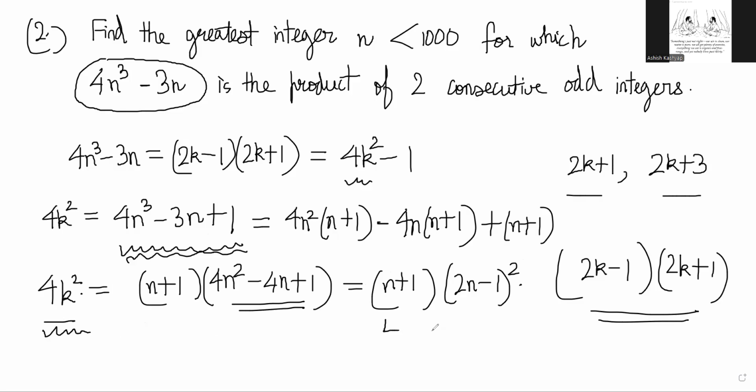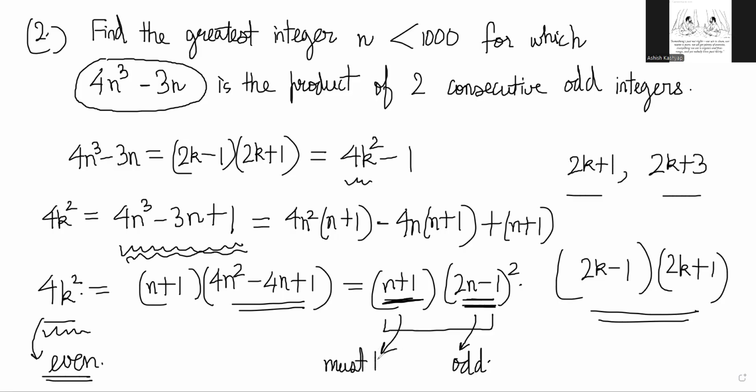So think about it. 4k square is equal to this quantity, but 2n minus 1 is an odd integer, so this is odd. And this is a square also, right? So what we get from here is this side, 4 times k square, is an even number. And this side here, this is odd, so this must be even. So n plus 1 must be even, because both sides, the parity should be the same. If this side is even, this side has to be even. But 2n minus 1 whole square cannot be even. So therefore, n plus 1 must be even.